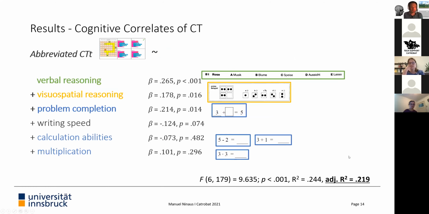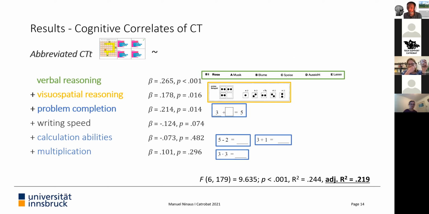As a next step, we ran a forced entry multiple linear regression model to investigate the prediction of CTT performance by specific cognitive skills. To do so, verbal reasoning, problem completion, visual spatial reasoning, writing speed, calculation abilities, and multiplication performance were used as predictors. With this regression model, we were able to predict about 24% of the variance of CT. In particular, CT performance was predicted by verbal reasoning, problem completion, and non-verbal visual spatial reasoning.